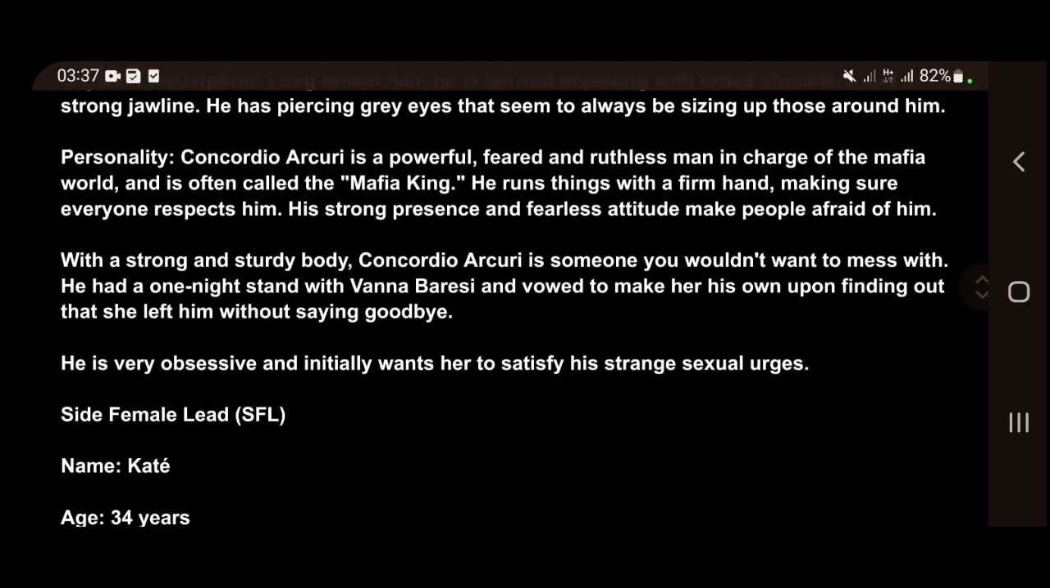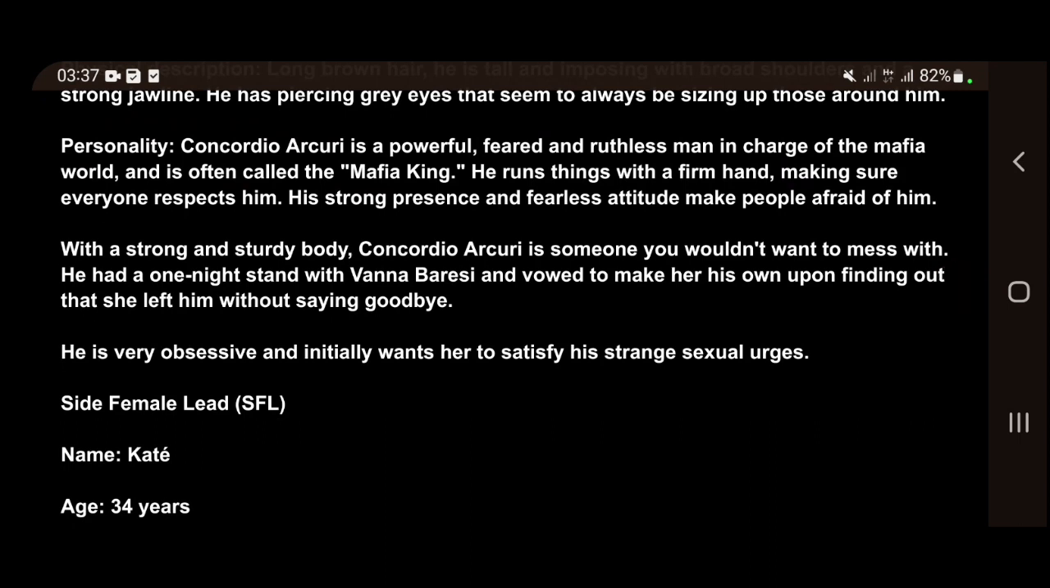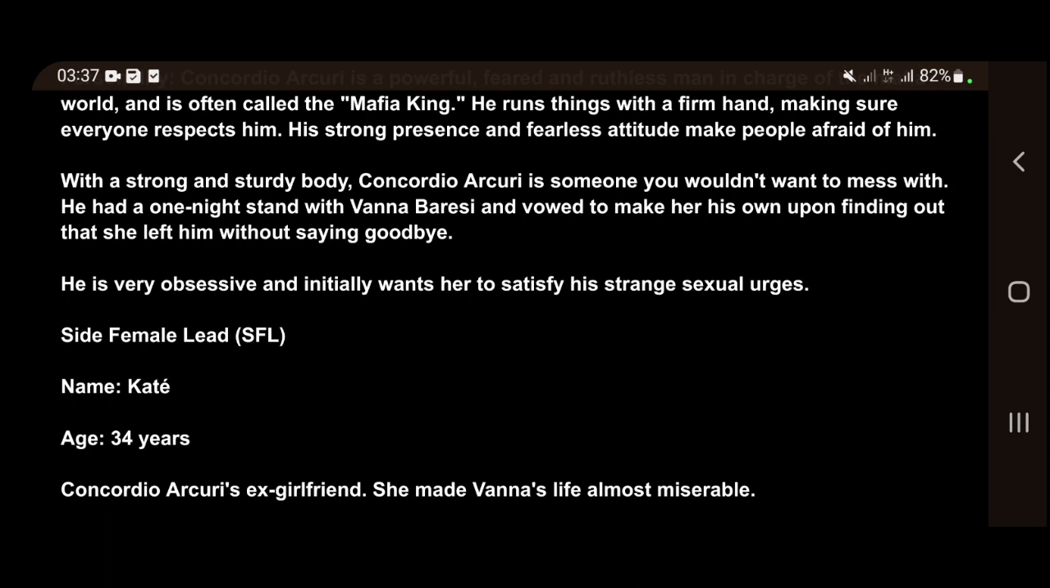Personality: Kokodio Akuri is a powerful, feared and ruthless man in charge of the Mafia world and is often called the Mafia king. He runs things with a firm hand, making sure everyone respects him. His strong presence and fearless attitude make people afraid of him. With a strong and sturdy body, he is someone you wouldn't want to mess with.